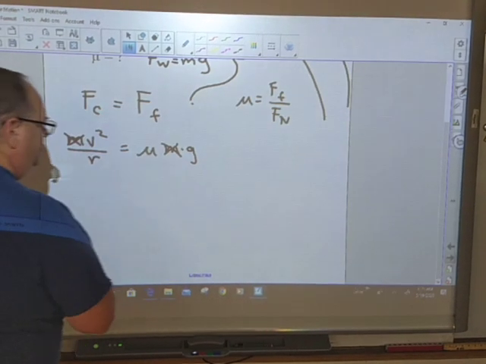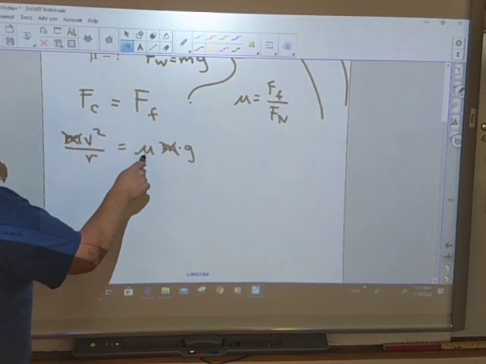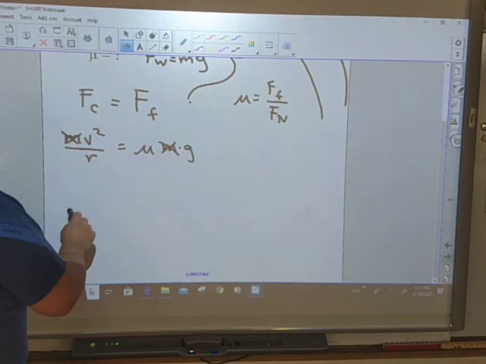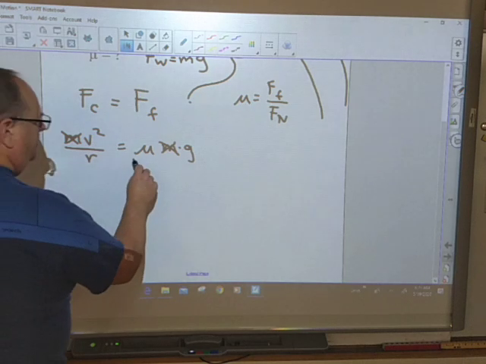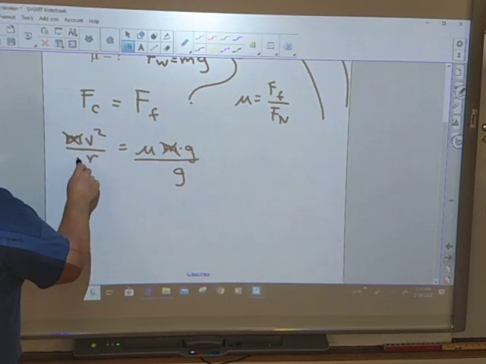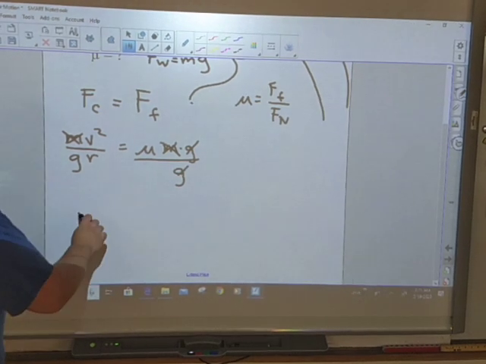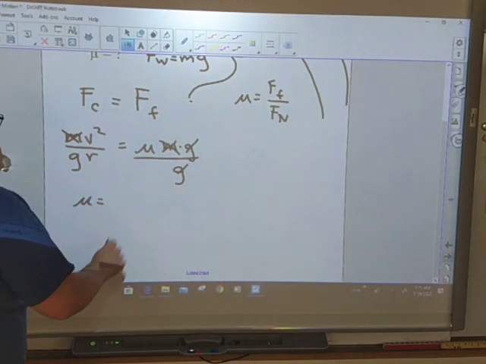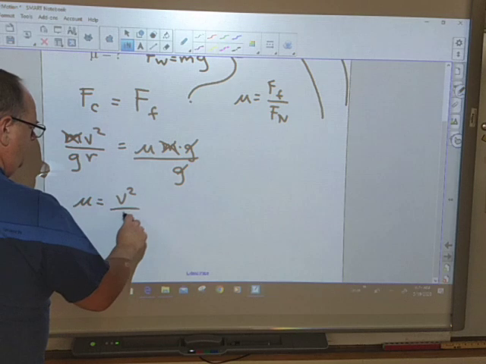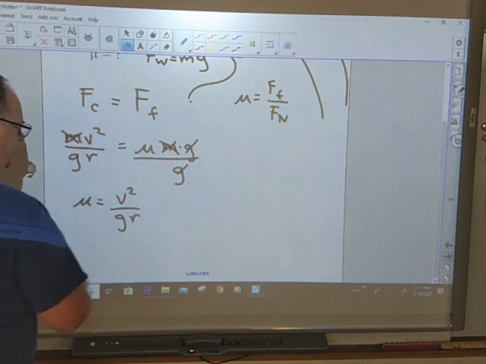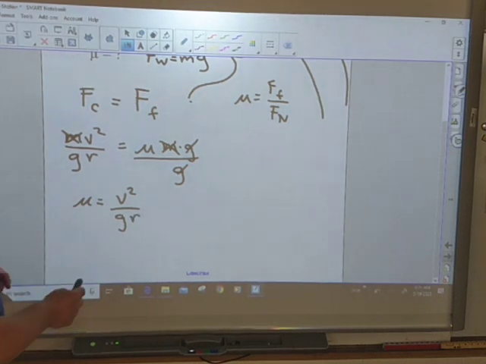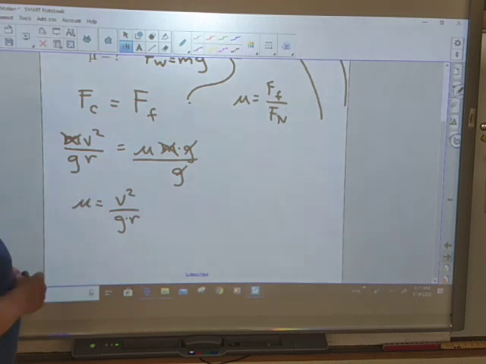I'm going to extend my page a little bit here. I'm going to get mu by itself, so I'll divide by g. So over on this side, divide by g and divide by g. So mu equals v squared over g times r.